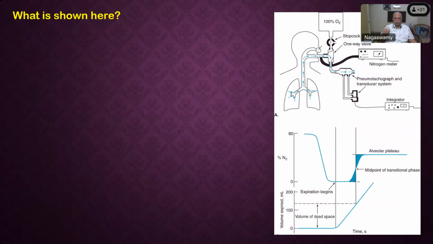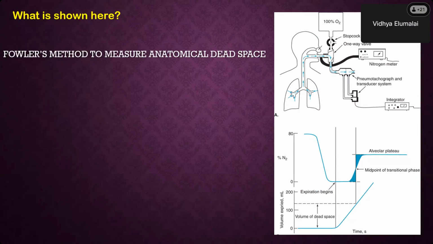What is shown in this? This is again a picture of another test that is being done. The patient is inhaling 100% oxygen. There is a nitrogen meter. There is a pneumotachograph and transducer integrated. These are all the graphic representations that you get. Measurement of anatomical dead space. Fowler's method to measure the anatomical dead space.